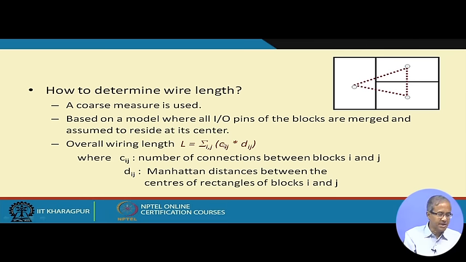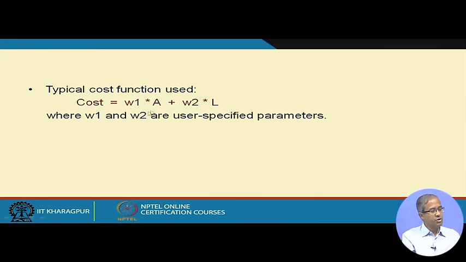You see how many connections are there multiplied by the Manhattan distance between the 2 blocks. This will be a very rough estimate of the total wiring length. Now, the total cost you can estimate as some weighted sum of the area and the weighted length. Now, it depends. In some cases your area may be more important, you may give higher weightage to W1, but if your interconnection length minimization is more important, you can give a higher weight to W2. So, this W1 and W2 can be specified by the user.